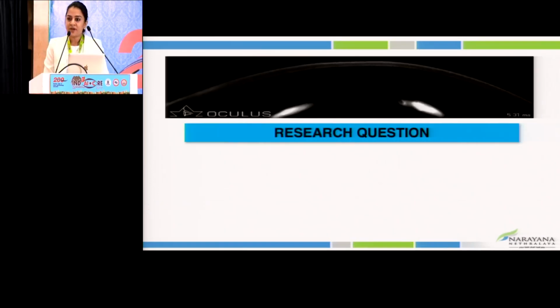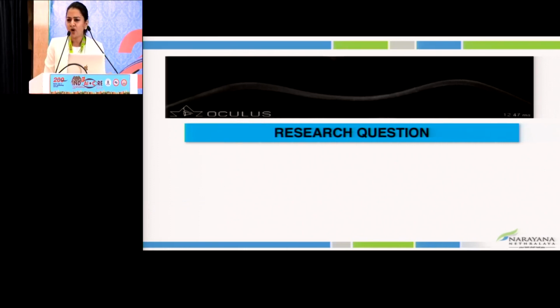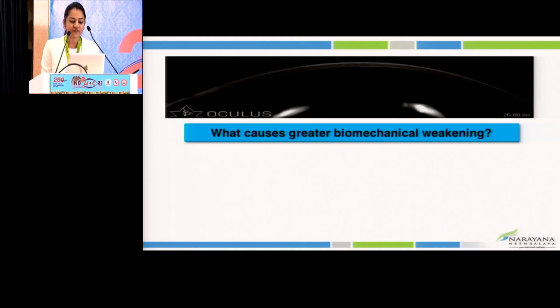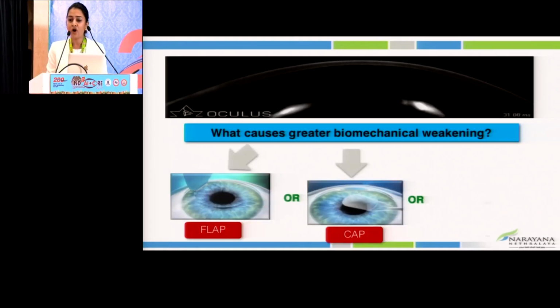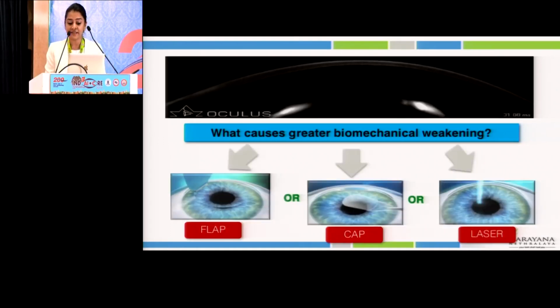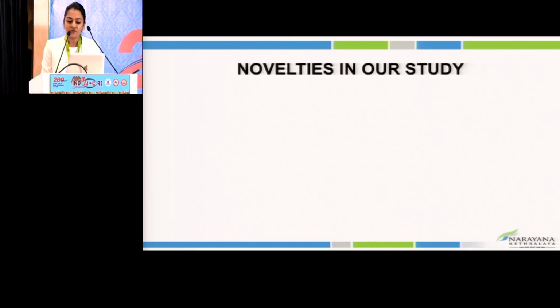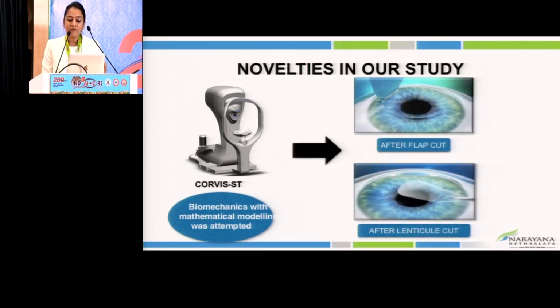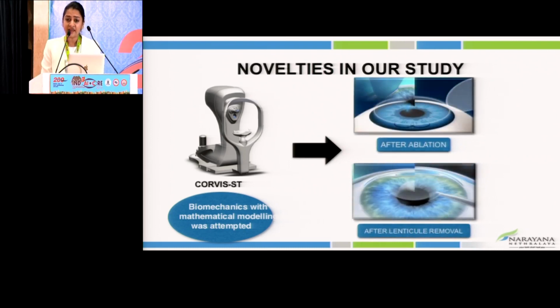So the research question we proposed was, what causes greater biomechanical weakening? Who's the culprit? Who's the real culprit? Is it the flap or the cap, or it's just the laser? So we did a novel work where biomechanics was attempted with mathematical modeling in steps. That is, flap cut in LASIK and cap cut in SMILE, and then again after ablation and lenticule removal.